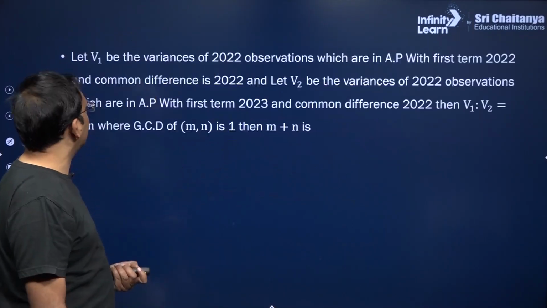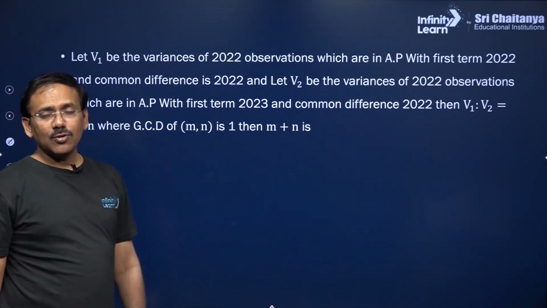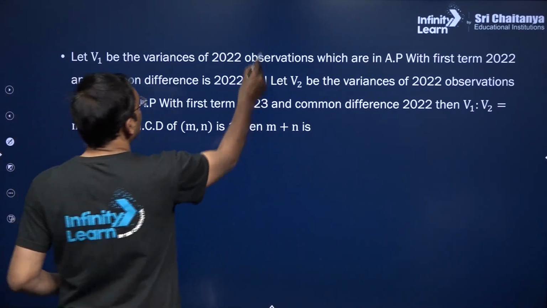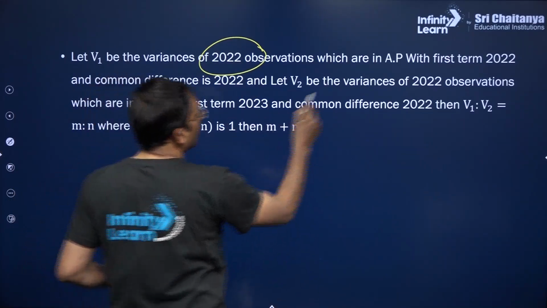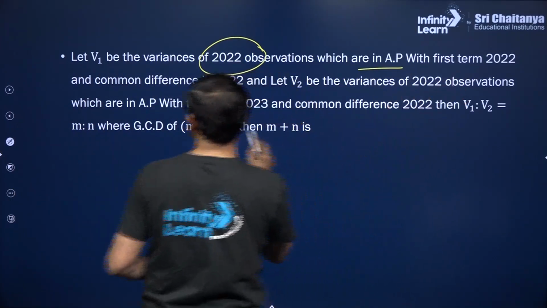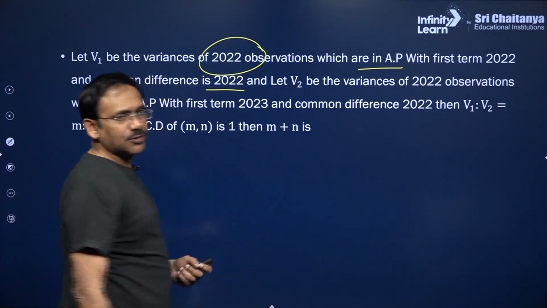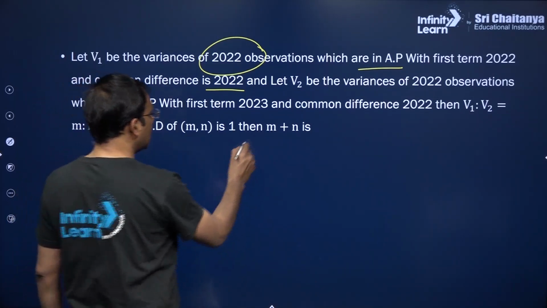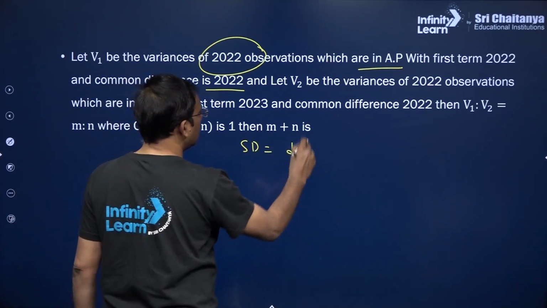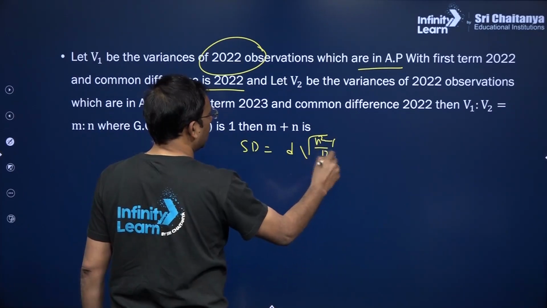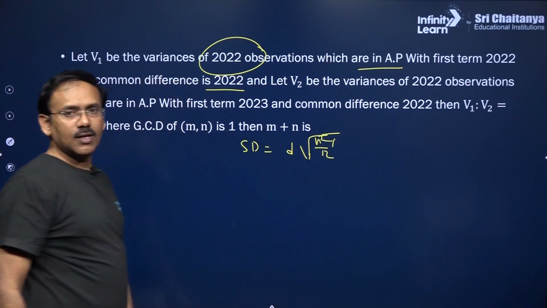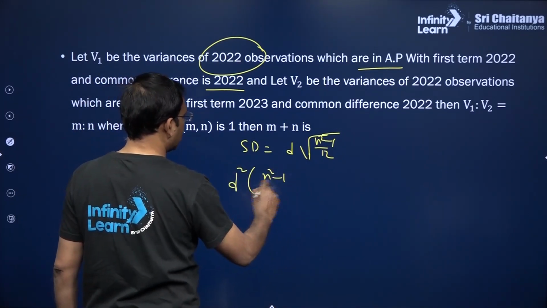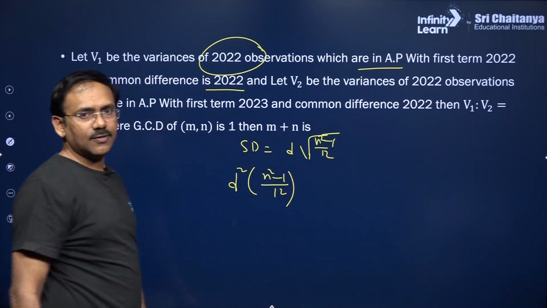Okay. Next, my dear friends, you see, coming to numerical answer type questions, V1 be the variance of 2002 observations which are in AP, with first term 2022, common difference 2022. If n numbers are given in AP with common difference d, standard deviation is d into root of n square minus 1 by 12, my dear friends. So variance is going to be d square into n square minus 1 by 12. This is the one, right?